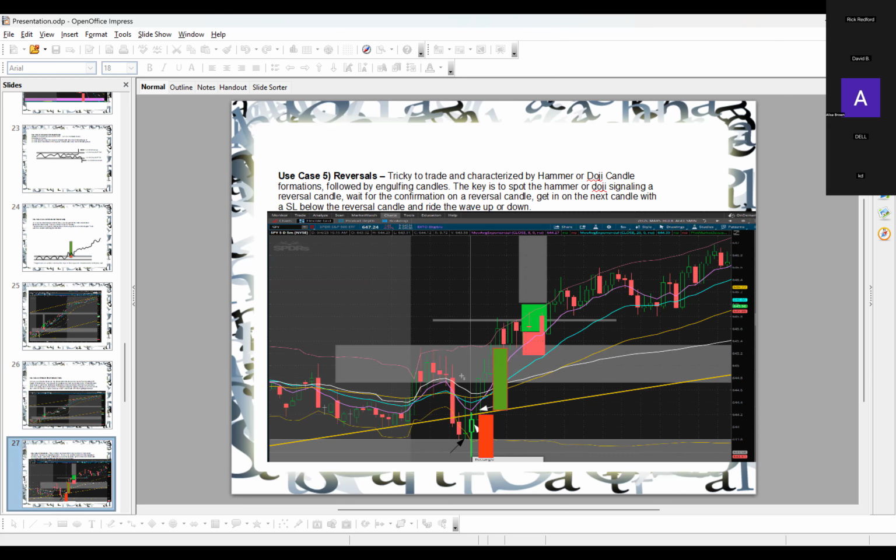Now, the next one that presents itself is what we call a reversal pattern. And this kind of ties into candlesticks, which we spoke about earlier. And to be honest with you guys, this is tricky. It's tricky to trade because, if you look at a situation like this, it's almost like it's not quite a doji, but it has doji-like features.